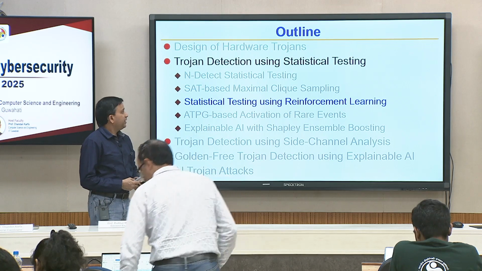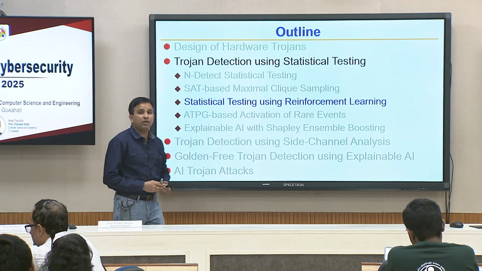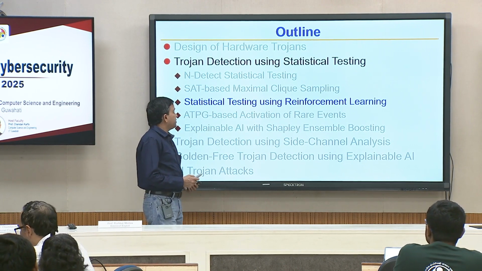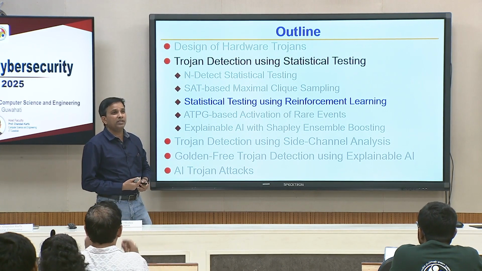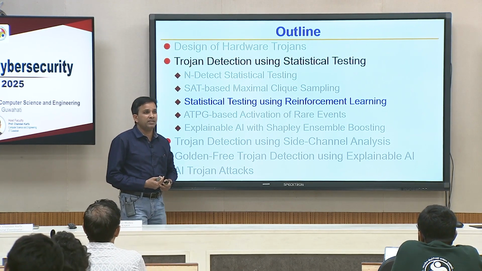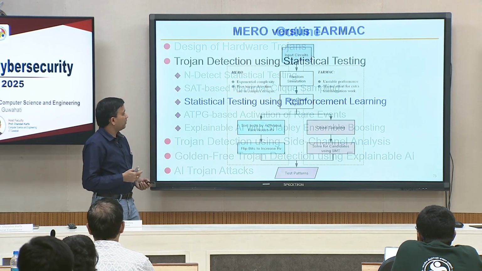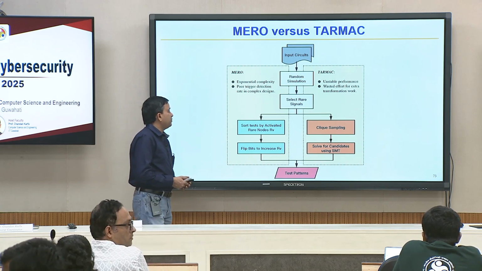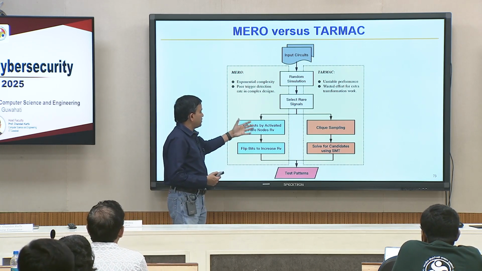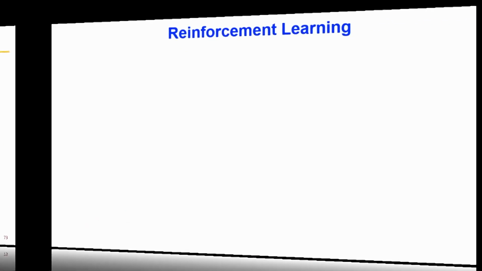Good afternoon. In the last lecture, we talked about different ways of detecting Trojan using statistical testing, and what we are trying to do now is extend some of those ideas to use AI algorithms. Specifically, in this one we are talking about reinforcement learning, and the key idea we are trying to extend is: when you have a set of bits or a pattern and you are trying to do the bit flip, how do you do those bit flips efficiently?